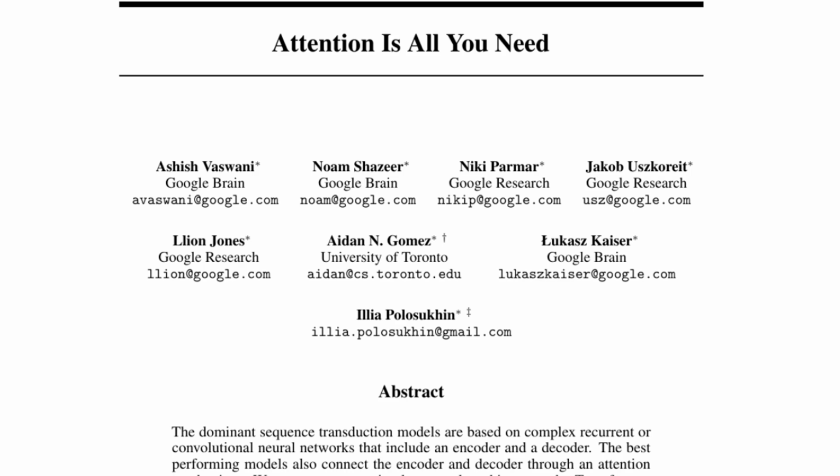Attention is all you need. Part 5. The supporting components.